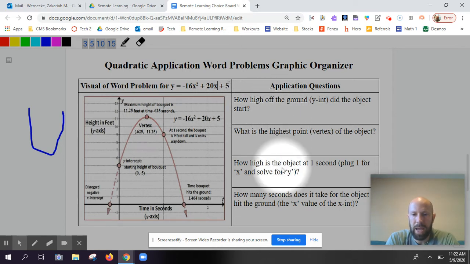So with this information, things that we've been talking about in the past few weeks, there are certain questions we can ask if this were something that really were to occur in real life. The first thing would be, how high off the ground did the object start? Well, when you see this question, really what it's asking for is the y-intercept.